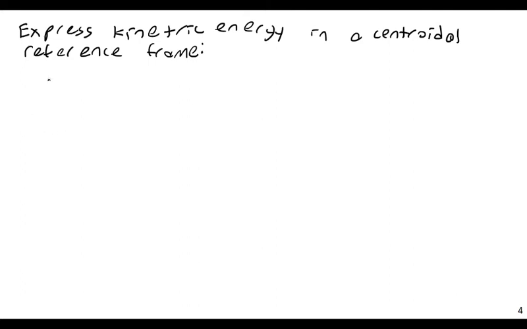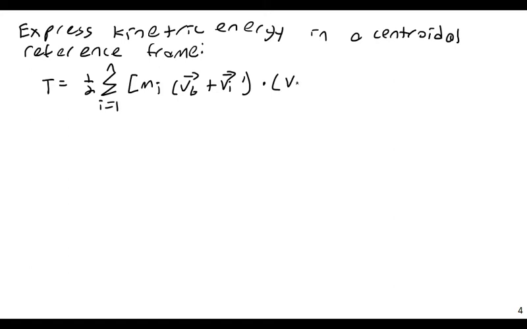So T equals 1/2 times the summation of i equals 1 to n of mi times Vg plus Vi prime, both of these vectors, dotted into Vg plus Vi prime. How in the world did I get this? Where did this come from?